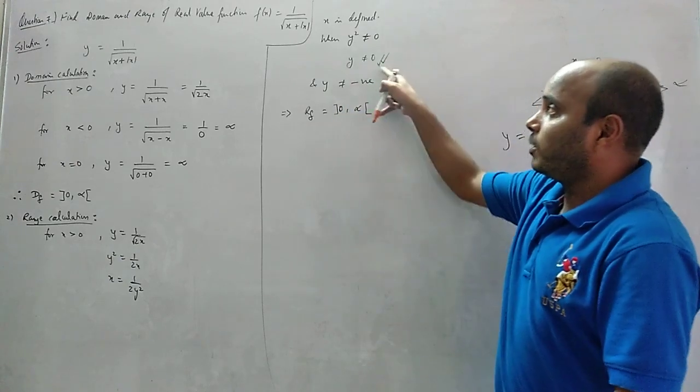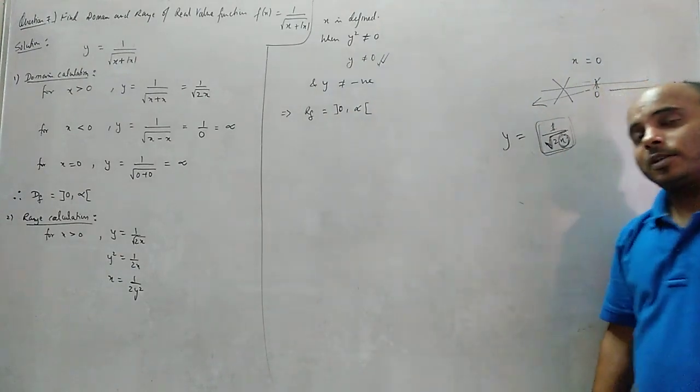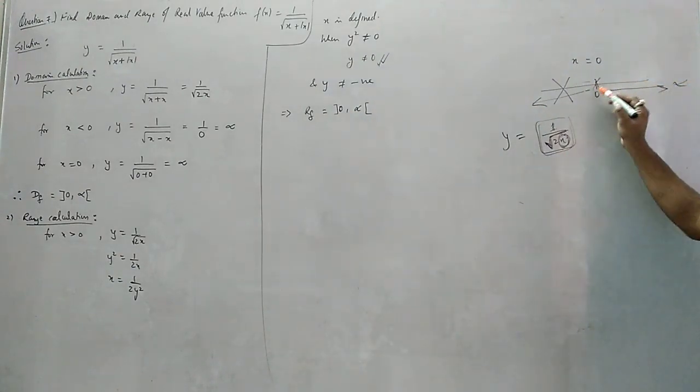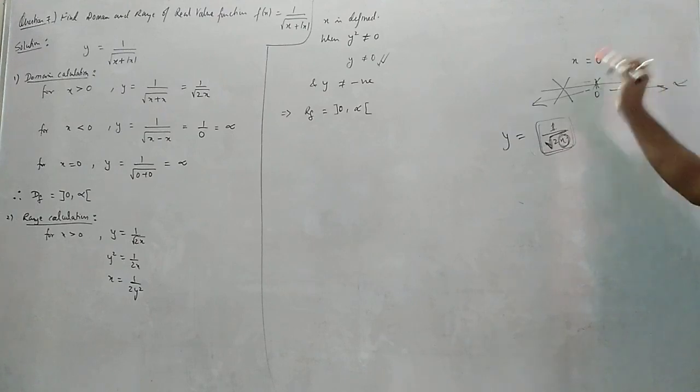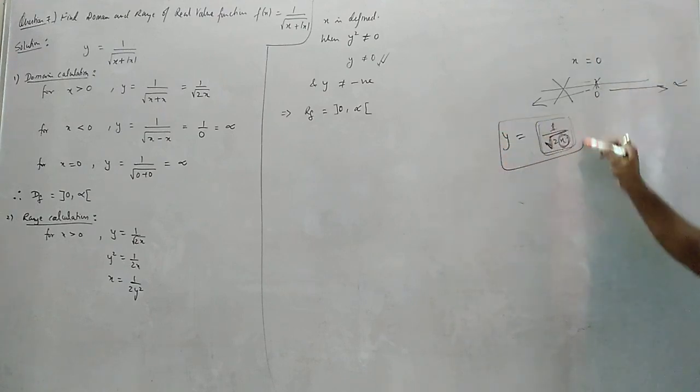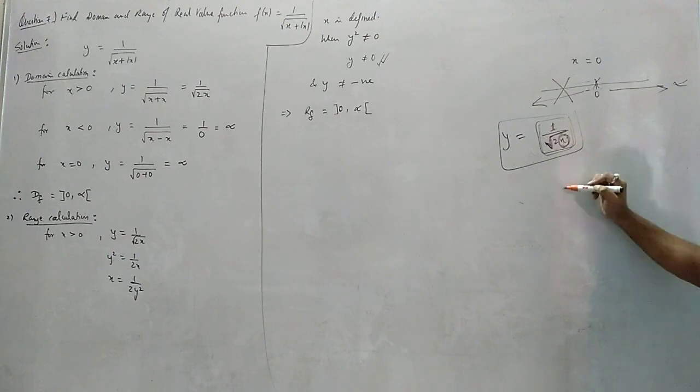So whatever you got from here, you have to cross check once from the question. You understand? If I say y not equals to 0, that means it can be positive also, it can be negative also, but 0 cannot be. But it cannot be negative ever. y cannot be negative. Okay?